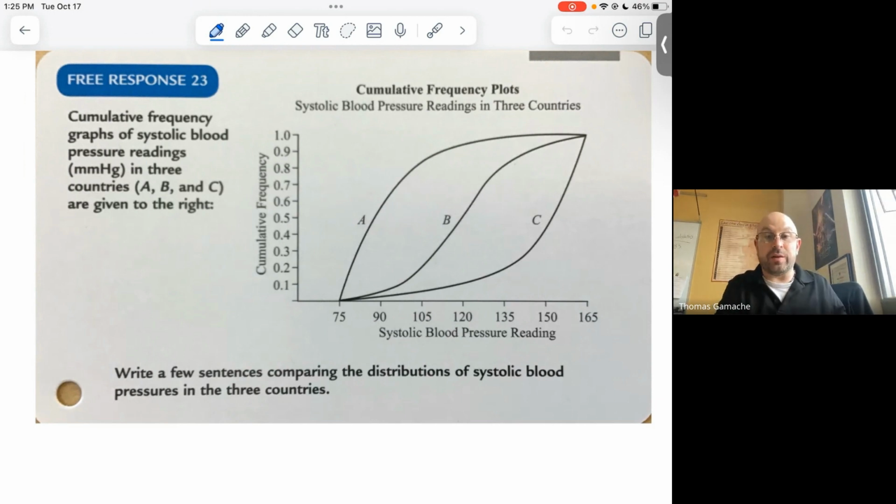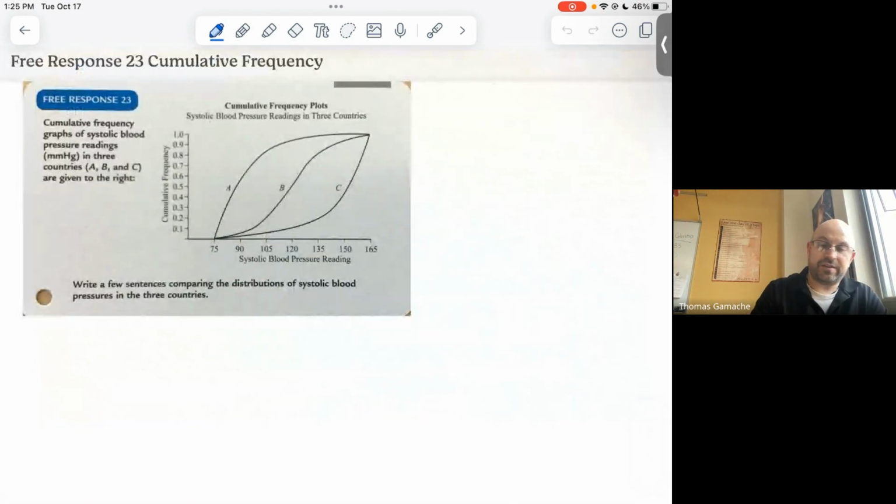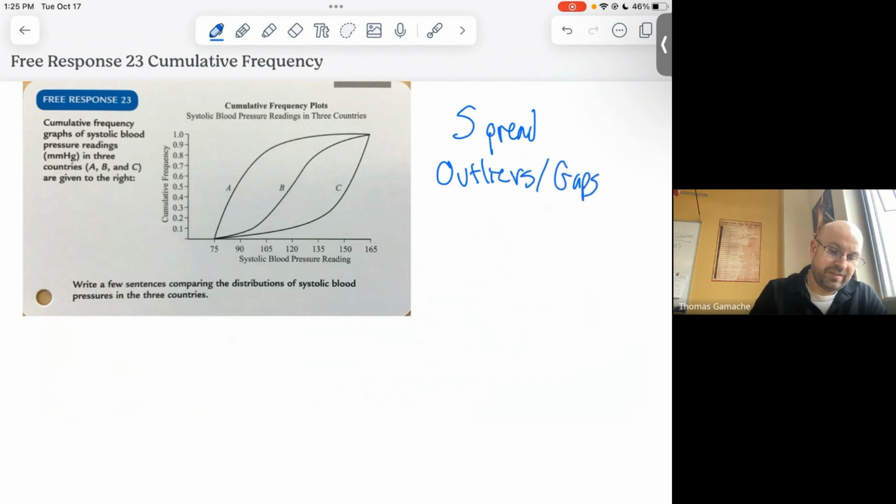There are a lot of ways we can approach this. Now, first of all, I think we should know that we usually go by the acronym SOCS as far as what we should cover when we're discussing distributions. I like to talk about spread. We like to talk about possible outliers or gaps, center, and shape. We all want to do this using context.